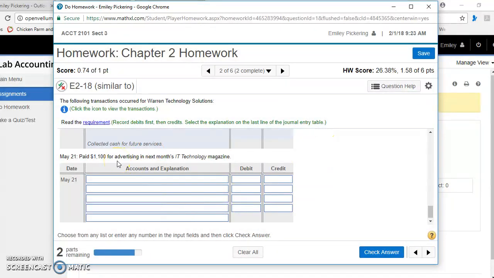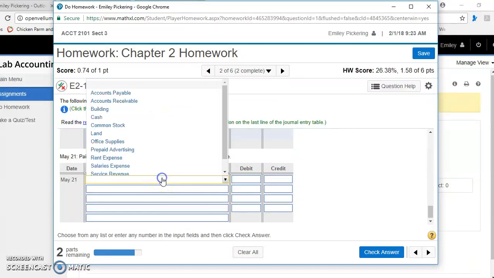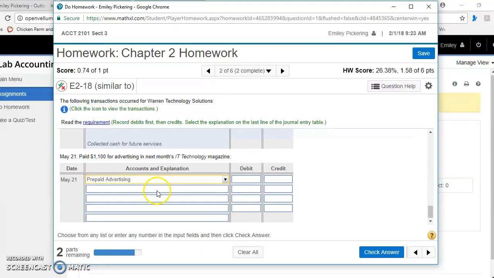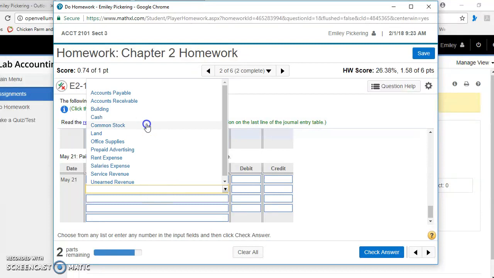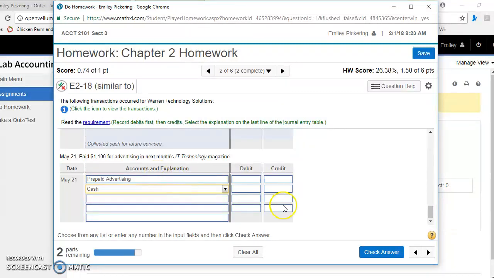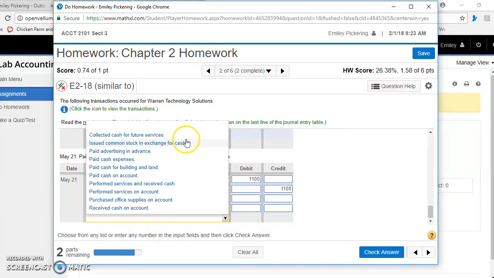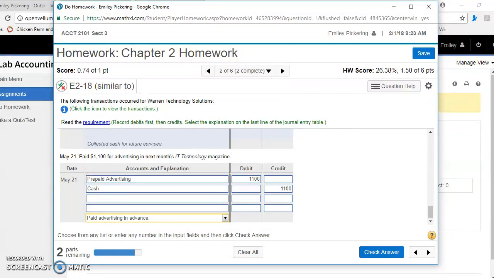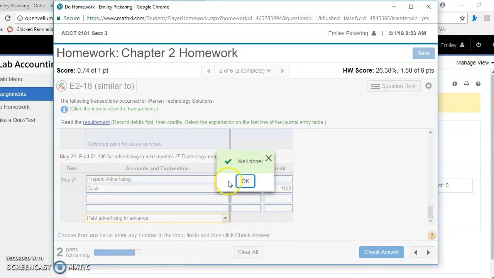Paid $1,100 for advertising for next month's IT Technology magazine. Well, that is advertising, and I paid cash for it. So my cash went down $1,100. Prepaid advertising is actually an asset because if we canceled tomorrow, we could still get our money back. All right. Paid for advertising in advance. Okay.